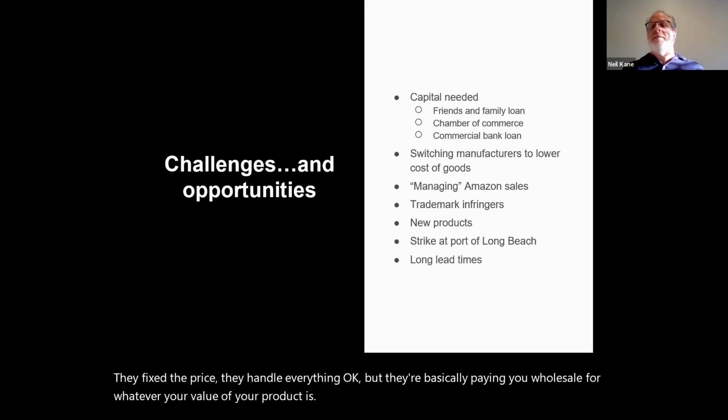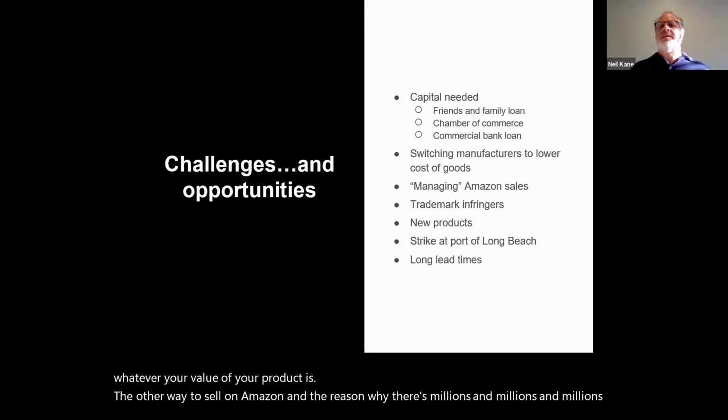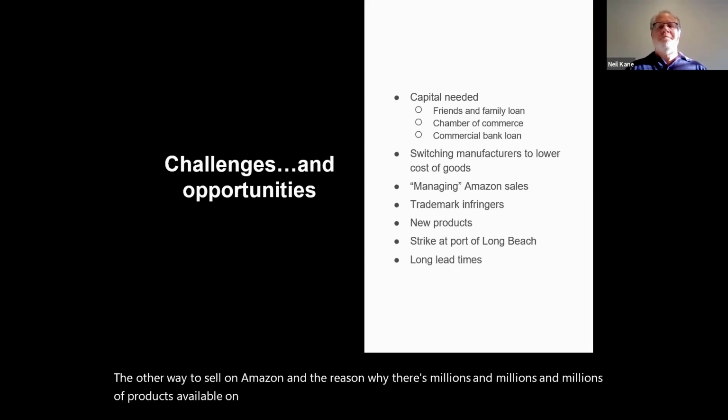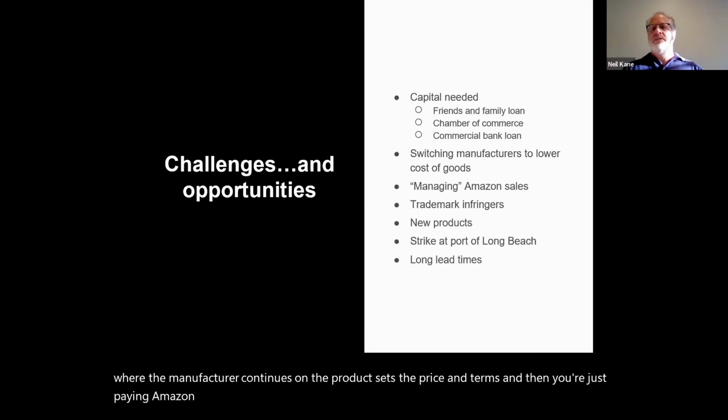The other way to sell on Amazon, and the reason why there's millions and millions of products available on Amazon, is through something called FBA, or Fulfillment by Amazon, where the manufacturer continues to own the product, sets the price and terms, and then you're just paying Amazon basically as a warehouse and logistics service provider.